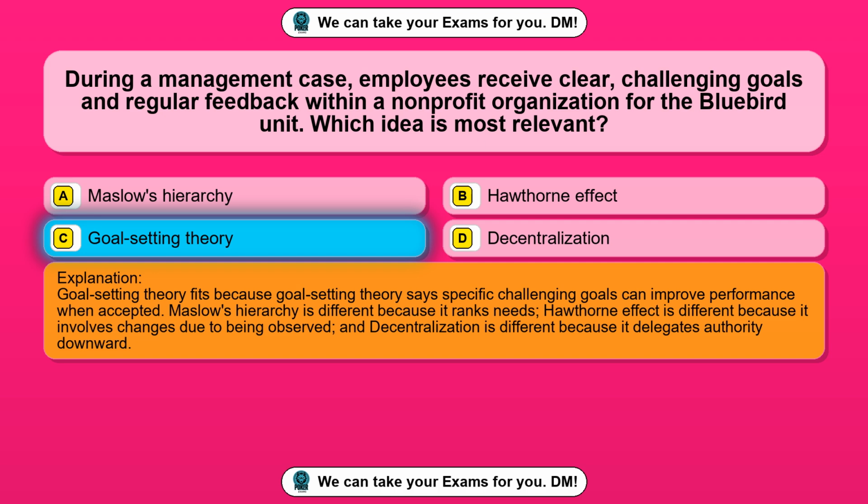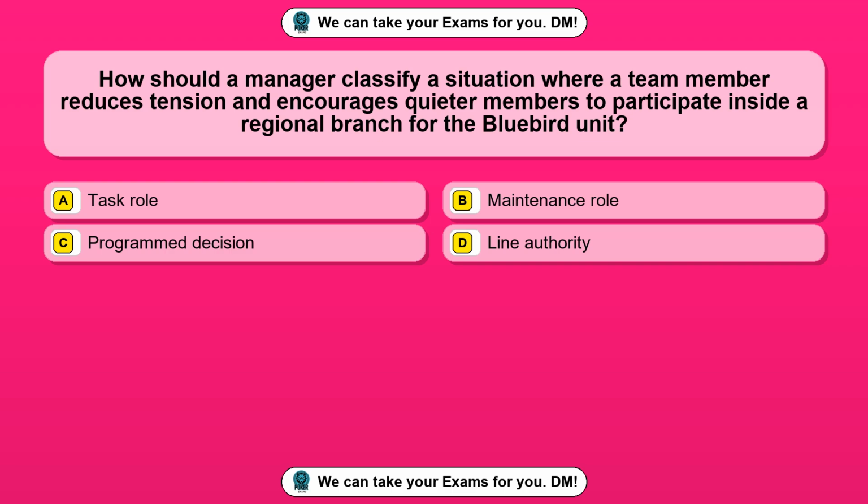downward. Question 36. How should a manager classify a situation where a team member reduces tension and encourages quieter members to participate inside a regional branch for the Bluebird unit? Option A, task role. Option B, maintenance role. Option C, program decision. Option D, line authority. The correct answer is option B, maintenance role.